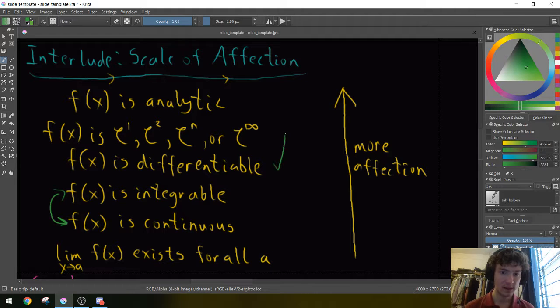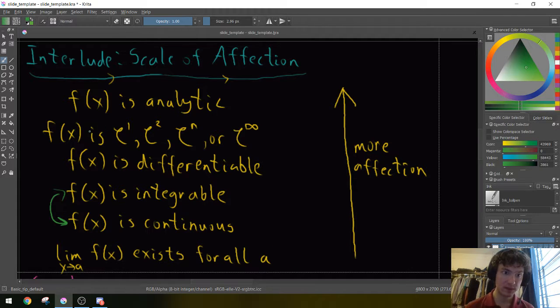Then getting even smoother is differentiable. This means the function has a derivative, which we'll study in chapter 3. So again, as you go up the scale, you have all of the properties below. Every differentiable function is integrable, every differentiable function is continuous, and every differentiable function has a limit at every point. And you can ask that it has more derivatives.